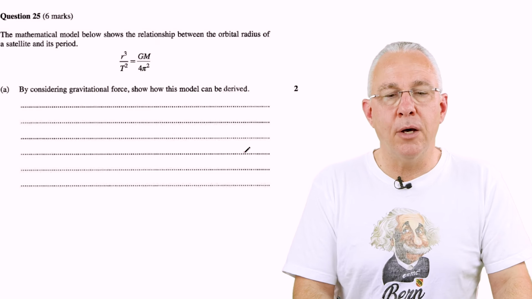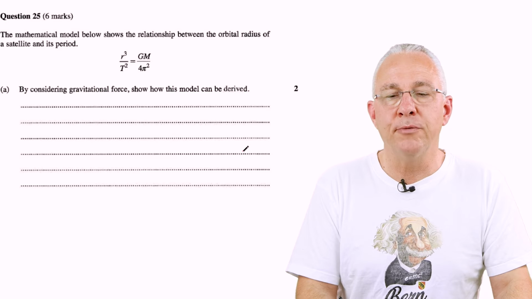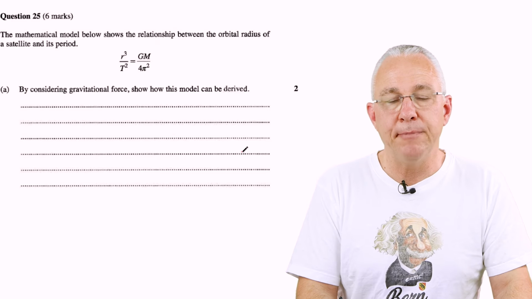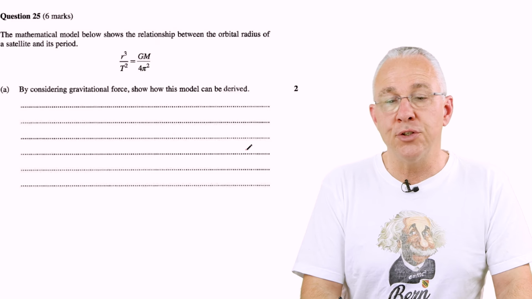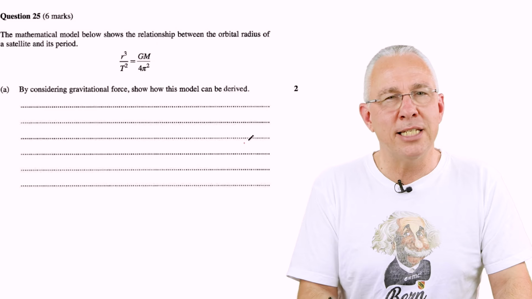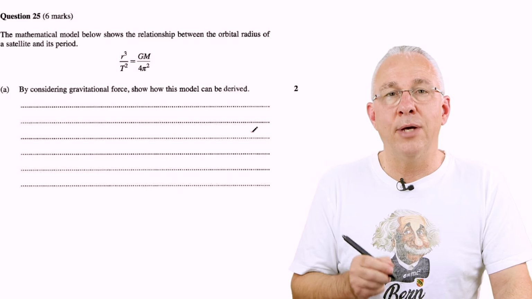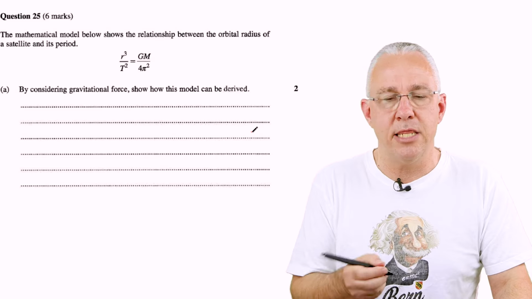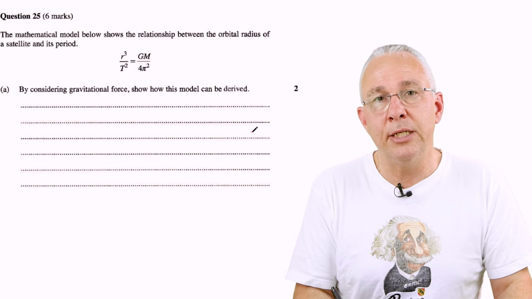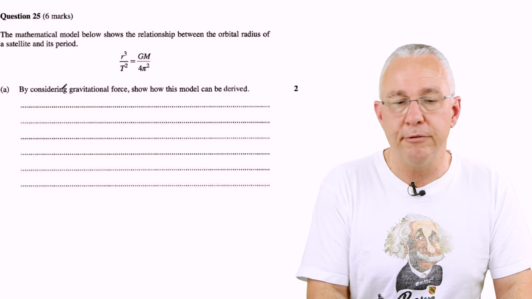Question 25. The mathematical model below shows the relationship between the orbital radius of a satellite and its period. And considering the gravitational force, show how this model can be derived. This is a great example where you have to derive an equation that is actually in the formula sheet. And ultimately you can derive it using 3 different formulas.